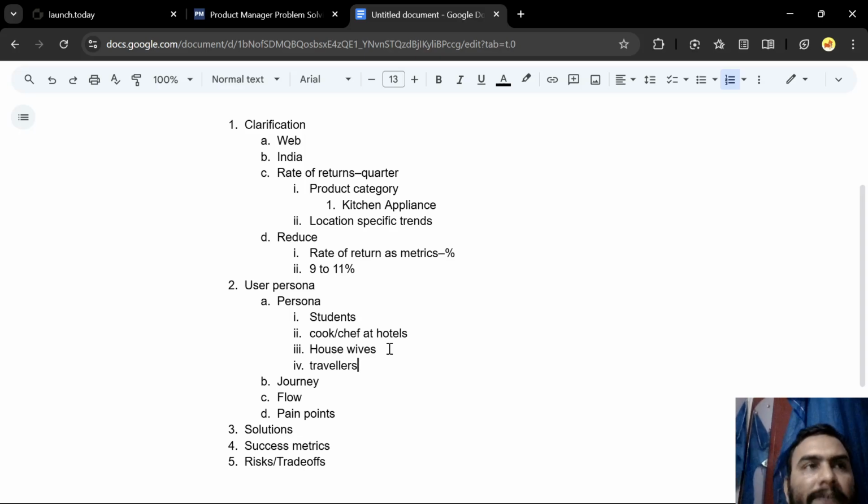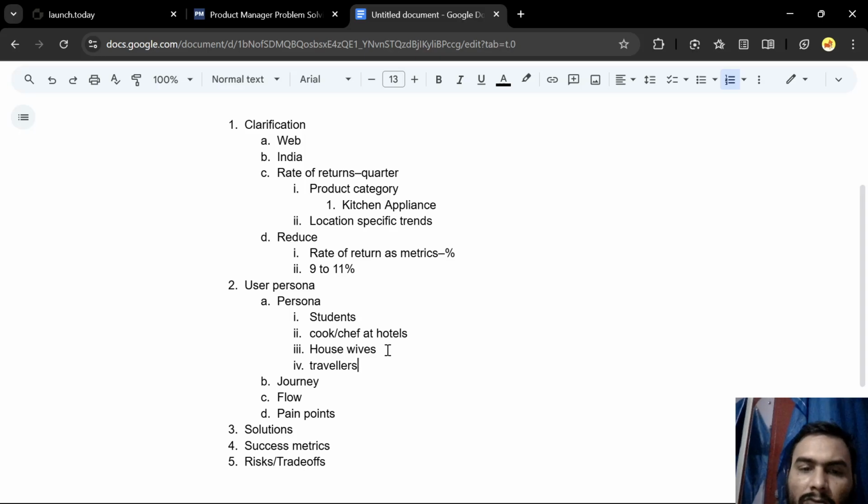And the fourth group is the travelers. Someone who is traveling to another city or backpacking, and they are looking for kitchen appliances for their travel setup. Mostly backpackers or those into solo traveling. Although this is a very niche category, I believe they are also a good category to track.